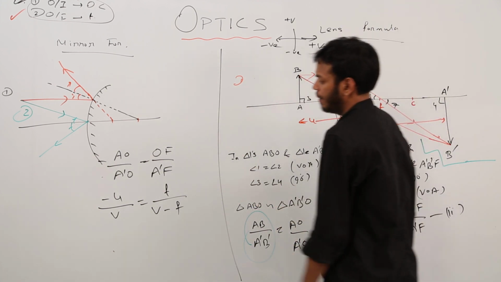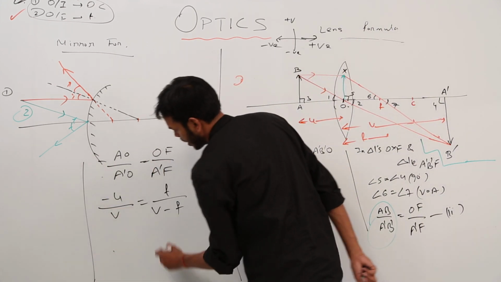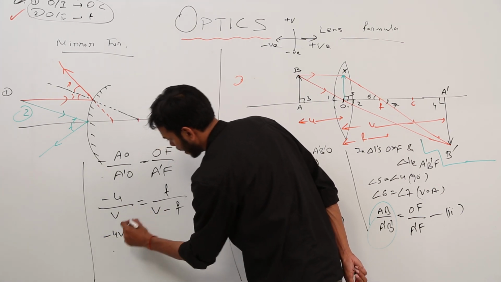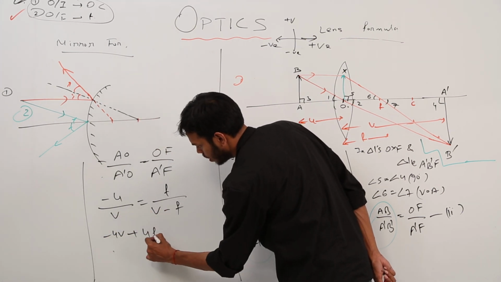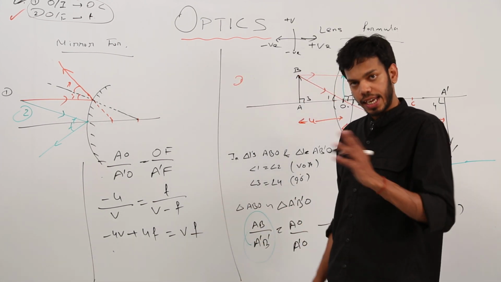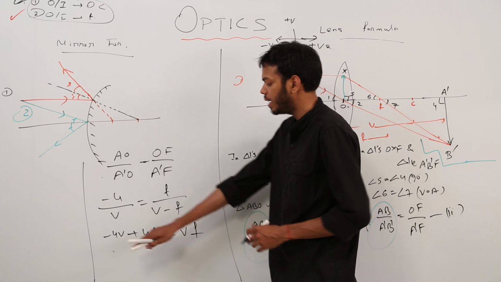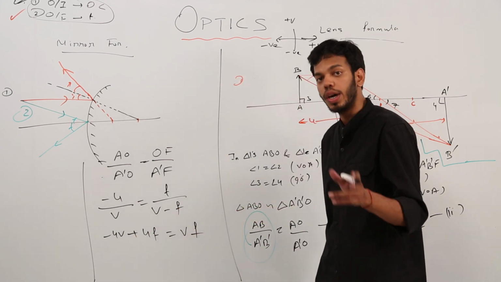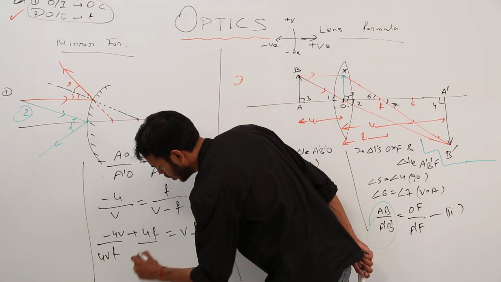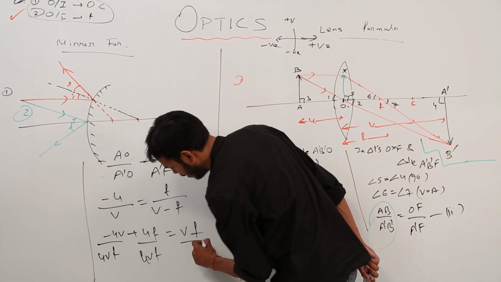Now what do we do? We do the cross multiplication thing. So we have minus UV plus UF is equal to VF, right? This is the next step. And the next step is dividing the whole by UVF. You guys are going to do that in the next step, I am doing it right here. UVF, divide each and every term by UVF.